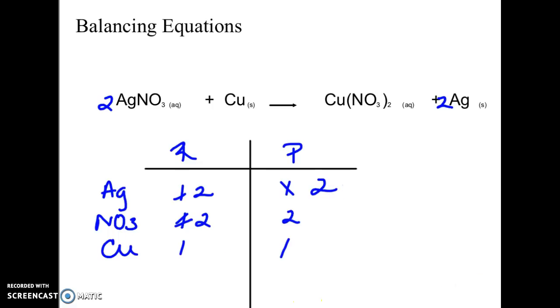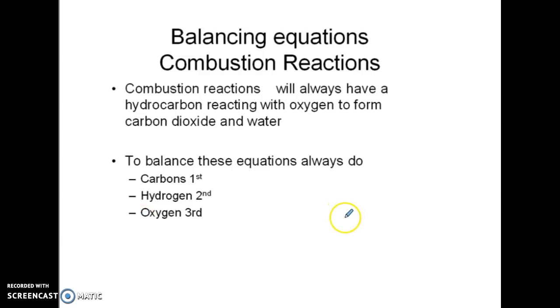What about combustion reactions? Well, combustion reactions is a classification of reactions, and you will know you have a combustion reaction because you're always going to have something called a hydrocarbon. And a hydrocarbon is literally hydrogens and carbons together. Typically, they're written carbons first, and then you have hydrogens. So you have some amount of carbons, and you have some amount of hydrogens. And they will react with oxygen to form carbon dioxide and water.